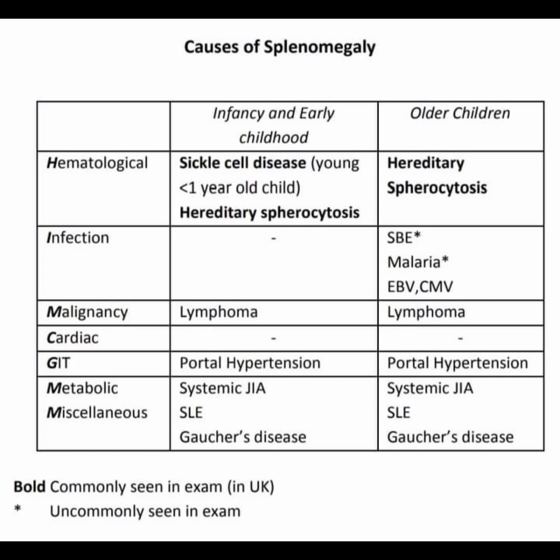Now, for older children, the causes of splenomegaly list is hereditary spherocytosis, subacute bacterial endocarditis, malaria, Epstein-Barr virus and cytomegalovirus, lymphoma, portal hypertension, systemic JIA, SLE, and Gaucher's disease. So here SLE, we find splenomegaly in older children, not early infancy. Bold: commonly seen in exam in UK; otherwise, uncommonly seen in exam.